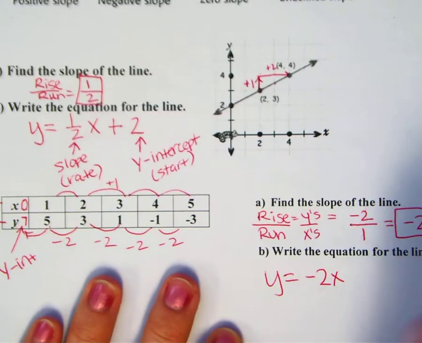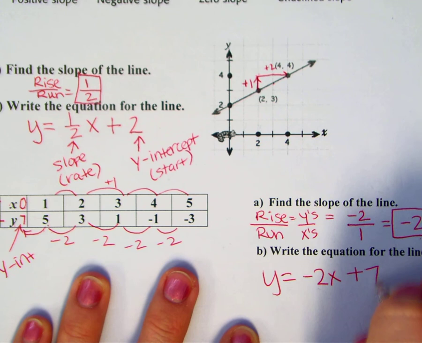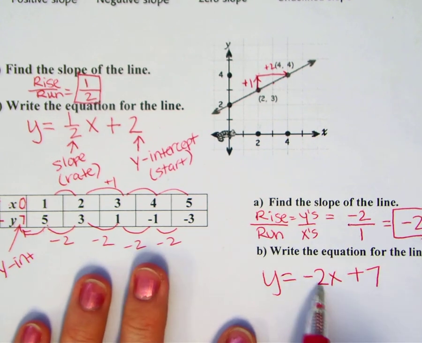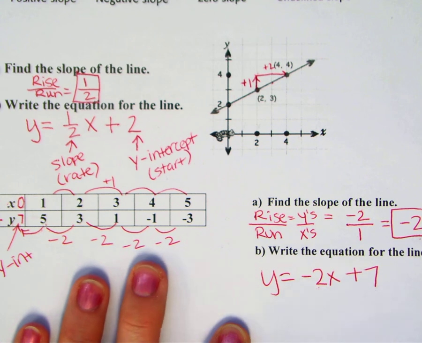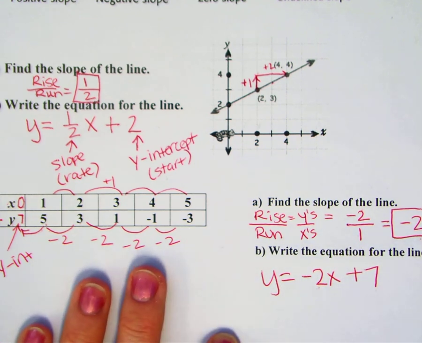So my y-intercept then is the number I put in my equation, okay? So again, this is my slope, this is my y-intercept. The slope has the x, the y-intercept does not, okay? And then that is the equation of your line.